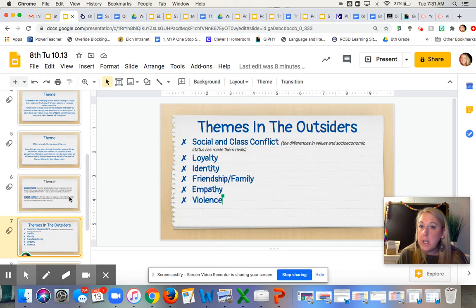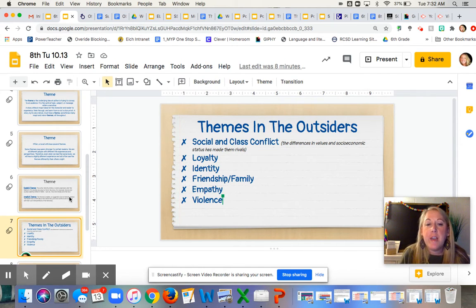Loyalty is definitely a theme in The Outsiders. Identity is one of my favorite ones, especially with Dally and Ponyboy. Like they're torn between being a greaser and the life that they were born into and their friends and their family, and then also what they know they can be.